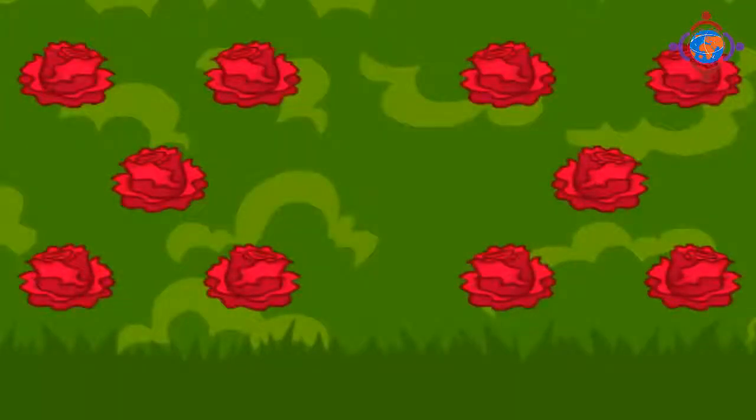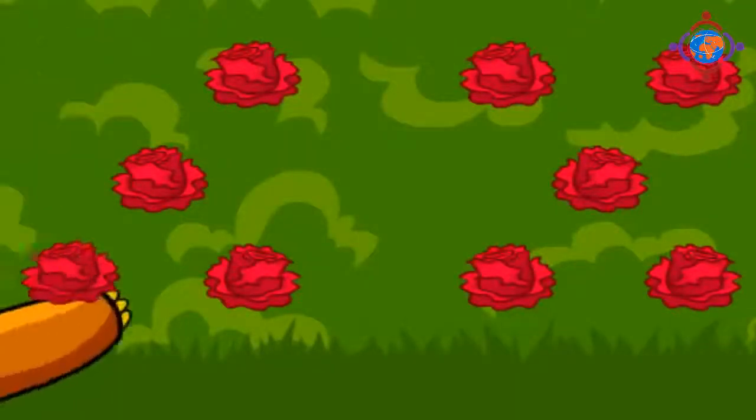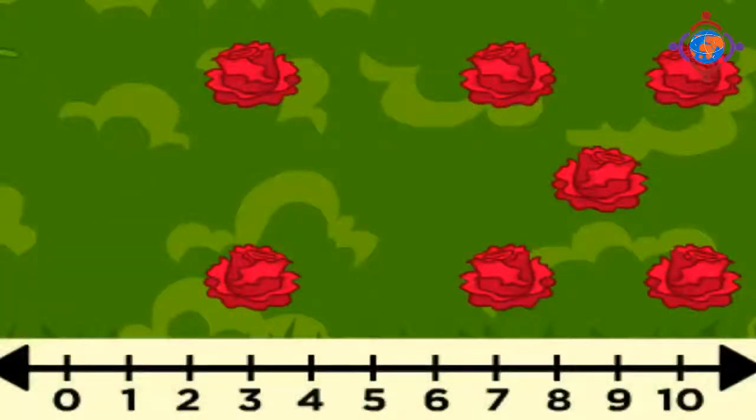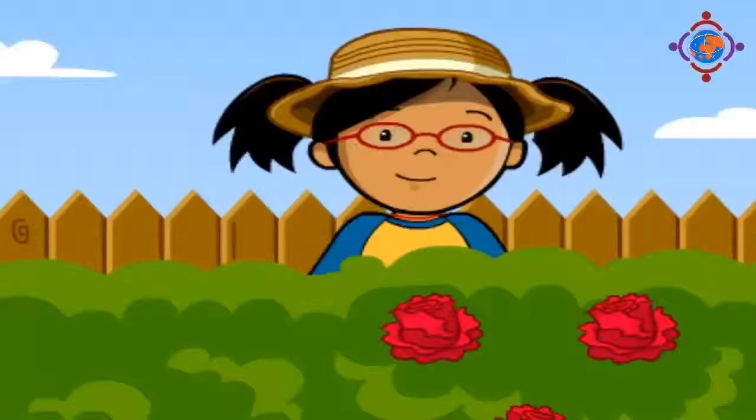There are 10 roses here. You pick 3 of them. We can use a number line to help us count back. We start at 10, and then we count back 3: 9, 8, 7. So there are 7 roses left.